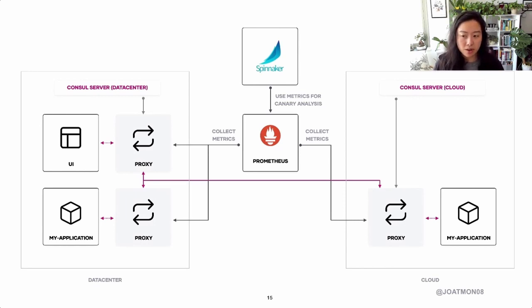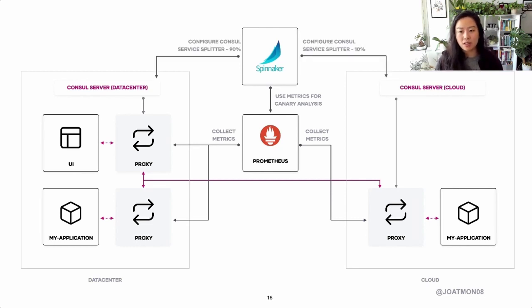I'm only going to show one metric today. You can configure more sophisticated Canary analysis in Kayenta if you want, but today I'm only going to use one metric. When Spinnaker analyzes the metrics and decides that the Canary is successful, it will configure something called a Consul service splitter. A Consul service splitter is a configuration entry that determines what percentage of traffic goes to each service.